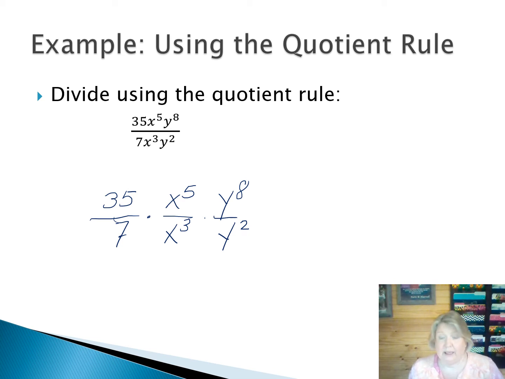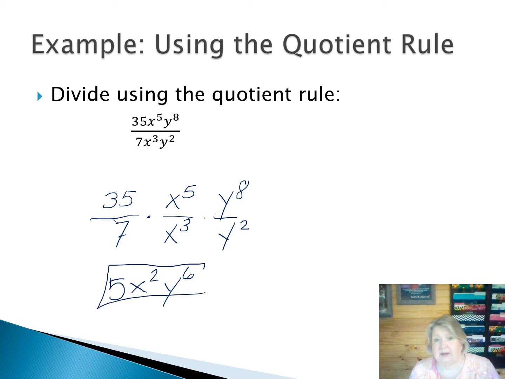Now I've got 3 separate quotient problems. The first one's not a big deal. That comes from elementary school. 35 divided by 7 is 5. The next 2, they're both using the quotient rule. When you have a common base of x, the common base of x will be in your answer. Then you subtract the exponents, top minus bottom, numerator minus denominator. So 5 minus 3 is 2. The next guy has a common base of y, and 8 minus 2 is 6. So this is my final answer.